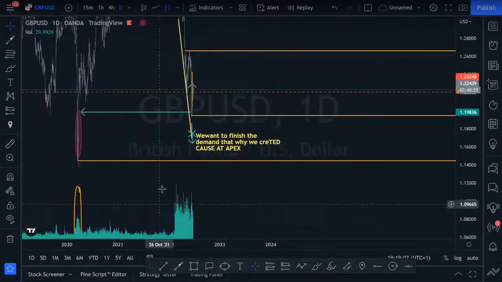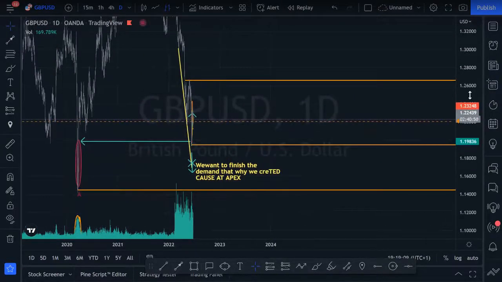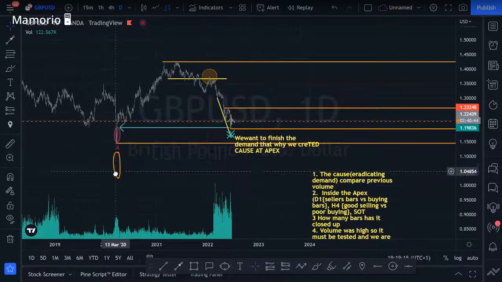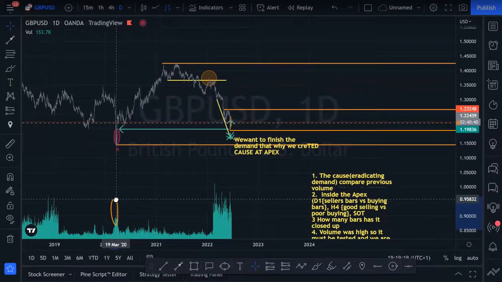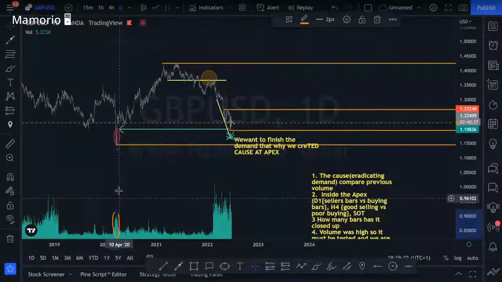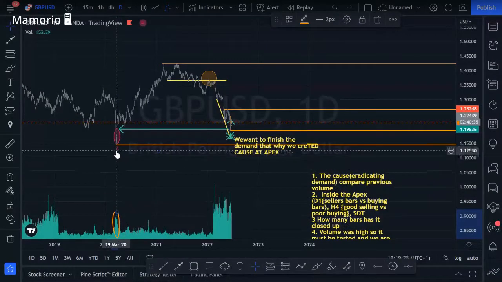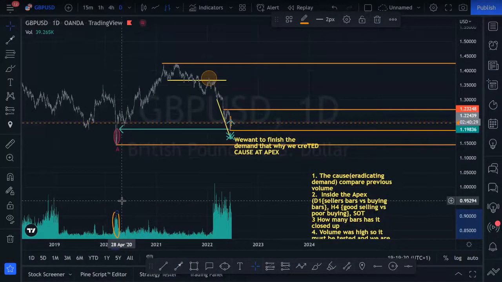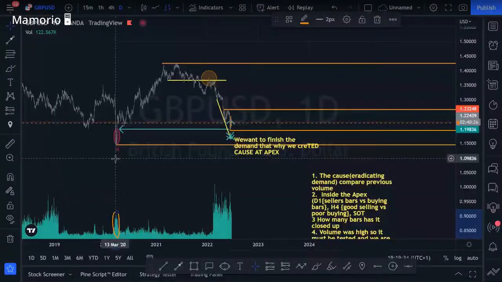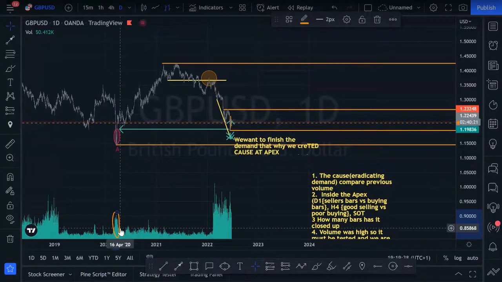Here is what I was looking for to show you. You can see the popping volume that I was telling you. We have a popping volume, so we know that demand is going to emerge at these points. That's why we had to build a cause along that apex. You can see that it's the only popping volume after this.